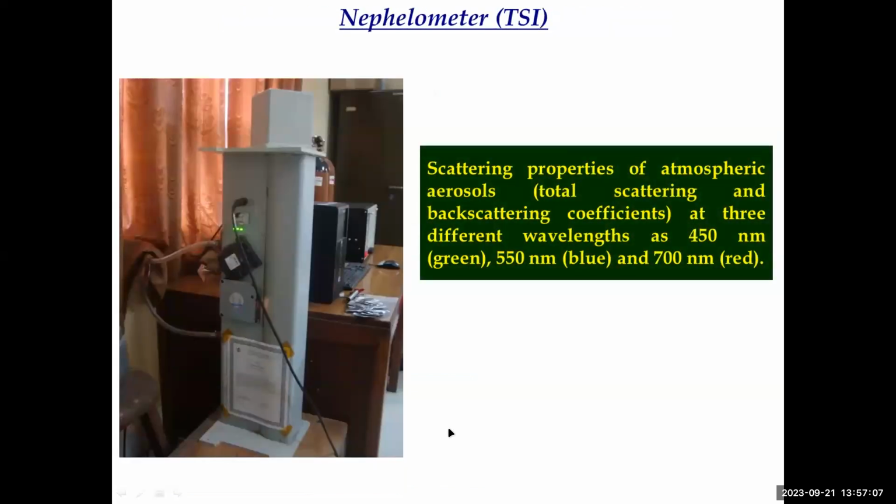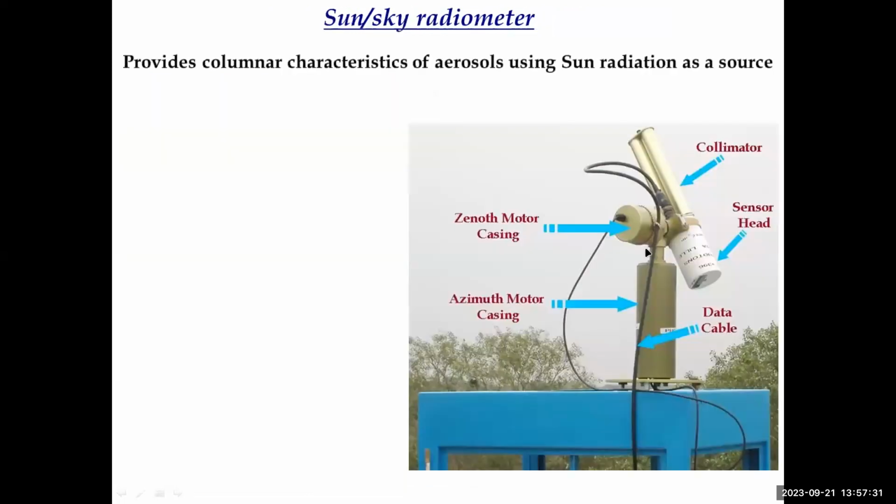One unique instrument we have measures the scattering properties of aerosol, because previously the aethalometer and OCEC analyzer provide information about the absorbing characteristics of aerosols. However, this instrument, called the nephelometer, provides the information about scattering properties like total scattering and backscattering coefficient at 3 different wavelengths. Okay, so the previous slides show the instruments which provide near surface measurement.